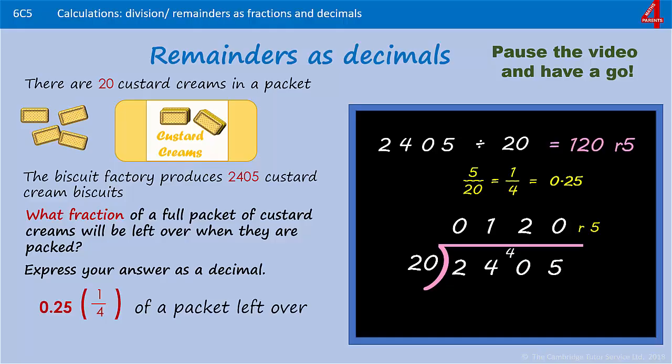We have 0.25 of a packet of custard creams, which is the same as a quarter, left over. Had the question asked how many packets of custard creams are there, the answer would have been 120.25 packets.